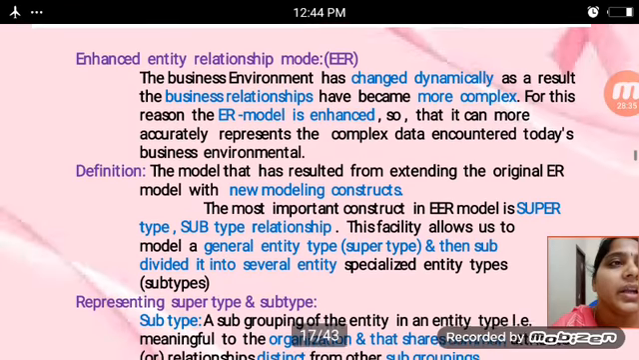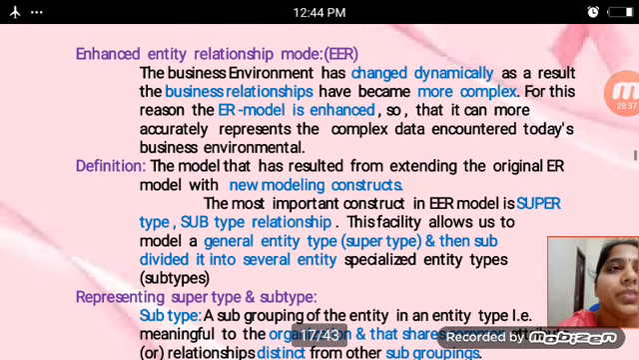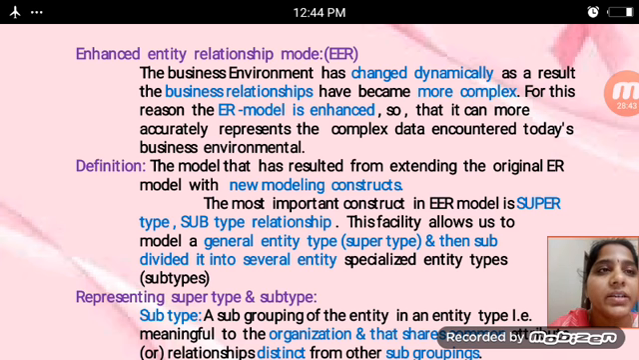After that, the next topic I will explain is the enhanced entity relationship model. The business environment has changed dynamically. Day by day, the business environment is changing, and it is necessary to change with it.